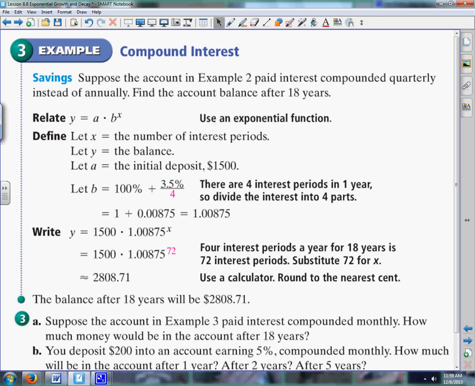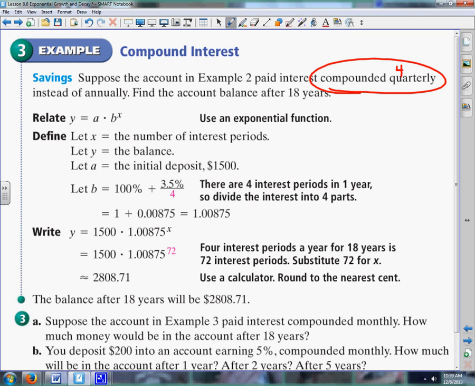All right, compound interest. Suppose the account in example 2 paid interest compounded quarterly instead of annually. Find the account balance after 18 years. So compounded quarterly means 4 times a year. So you're going to have to do the 3.5% divided by 4, if you remember this.